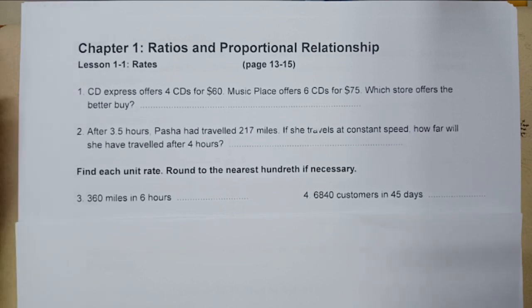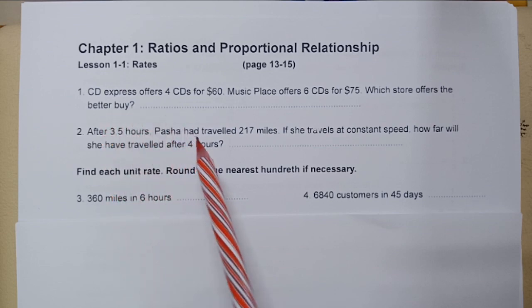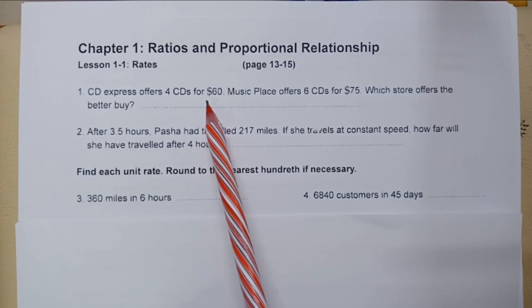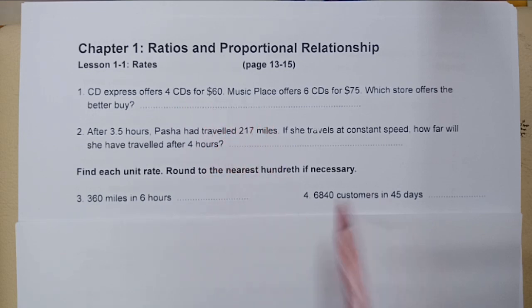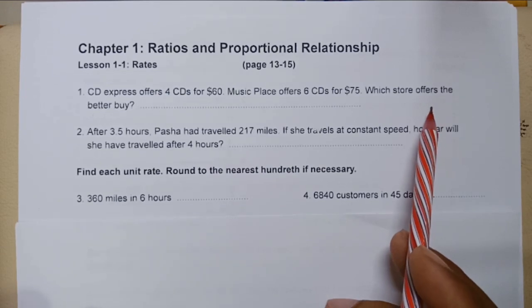Chapter 1, Ratios and Proportional Relationships. Lesson 1-1, Rates. Question 1: CD Express offers 4 CDs for $60 and Music Place offers 6 CDs for $75. Which store offers the better buy?